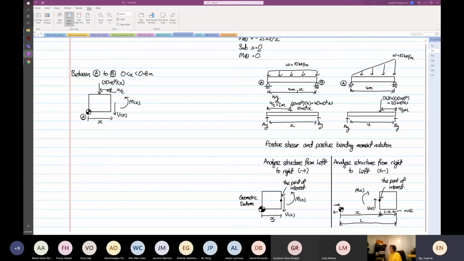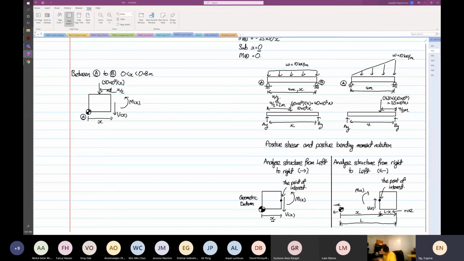Now, question for you guys. Why is the geometric datum always on the left-hand side? Anyone? Again, I ask, why does the geometric datum have to be on the left-hand side? Why can it not be on the right-hand side? Anyone? And the reason is not difficult. At the end of the day, I'm going to copy the diagram.